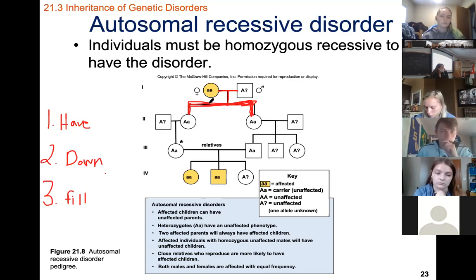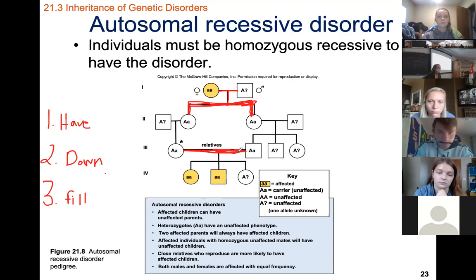Here are some tips about autosomal recessive disorders. The affected children can have unaffected parents. And we see that here in the middle. We have two unaffected parents, two parents that are not shaded yellow, but they have some offspring that are yellow. And this is the case, and we've seen that before.